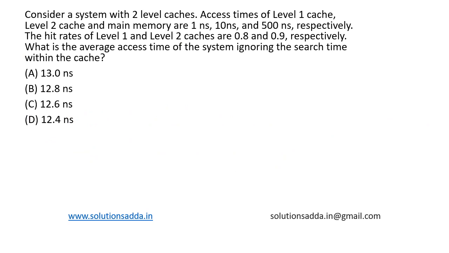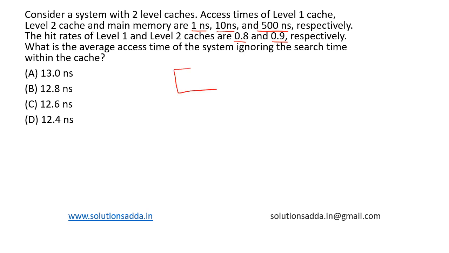This is a question from computer organization. Consider a system with two level caches. Access times of level 1 cache, level 2 cache, and main memory are 1 nanosecond, 10 nanosecond, and 500 nanosecond respectively. The hit rates of level 1 and level 2 cache are 0.8 and 0.9 respectively. What is the average access time of the system, ignoring the search time within the cache?